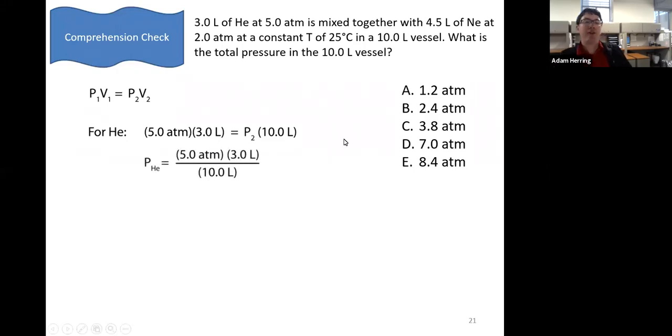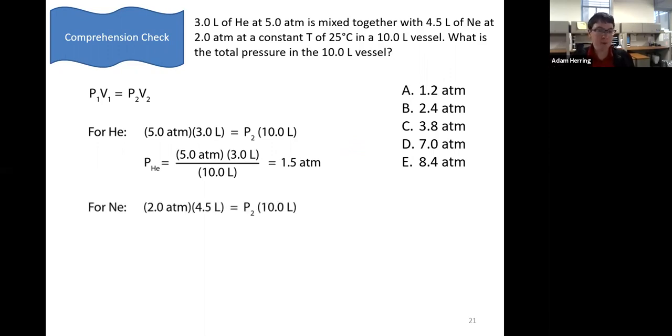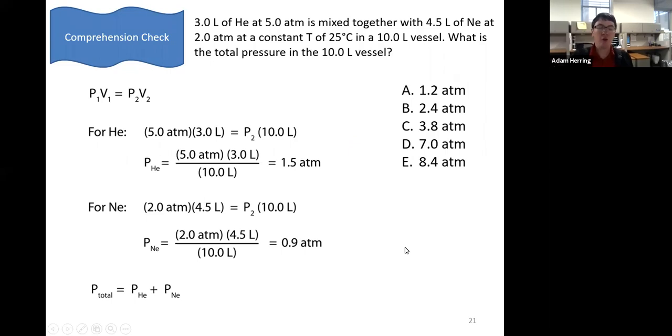We can solve then for the new partial pressure of helium once it's in that container. And that's 1.5 atmospheres. For neon, we can solve for its new pressure in the new container. And that's 0.9 atmospheres. Therefore, according to Dalton's law of partial pressures, the total pressure is going to be the sum of the partial pressures. So we simply add them together, and we have 2.4 atmospheres.